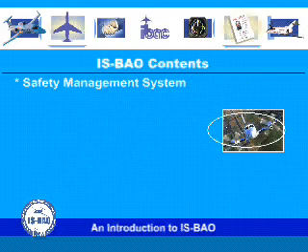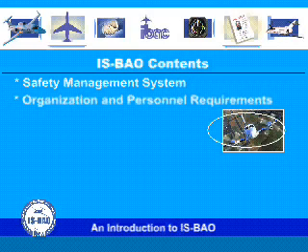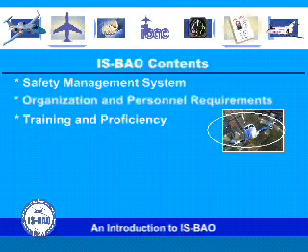The ISBAO standards reflect the hierarchy of issues derived from the best practices of the flight departments involved in the development process, various state regulations, and ICAO standards and recommended practices. As well as the previously mentioned safety management system, they address the minimum requirements for the flight department's organization and personnel, training and proficiency in flight operations procedures, including operational control system. These standards are constructed in a common-sense, performance-based manner.